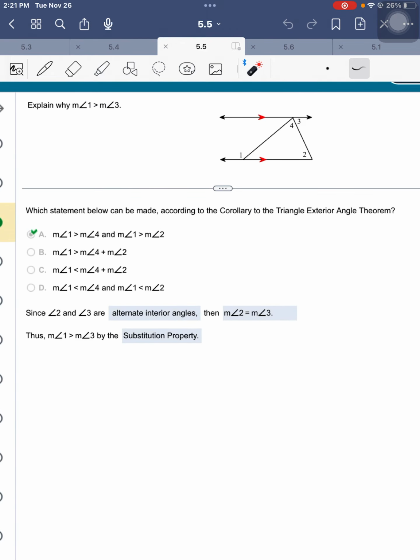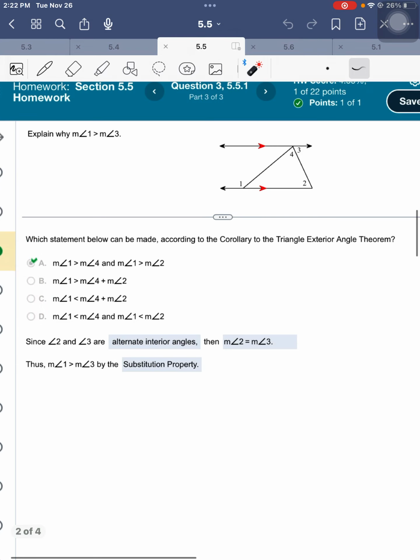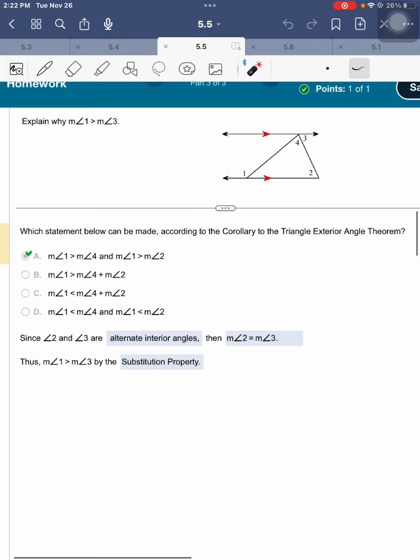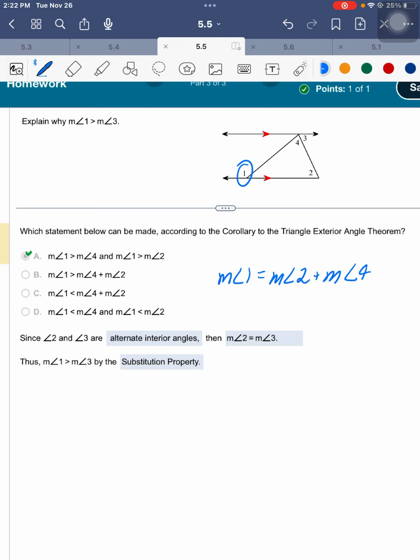The first thing we want to do is answer this question, which I know I already answered, because I wanted all the parts to be shown, but it's fine. Which statement can be made according to the corollary to the triangle exterior angle theorem? What is the triangle exterior angle theorem? That's the theorem that tells us that the measure of angle 1, in this case, is equal to the measure of angle 2 plus the measure of angle 4.